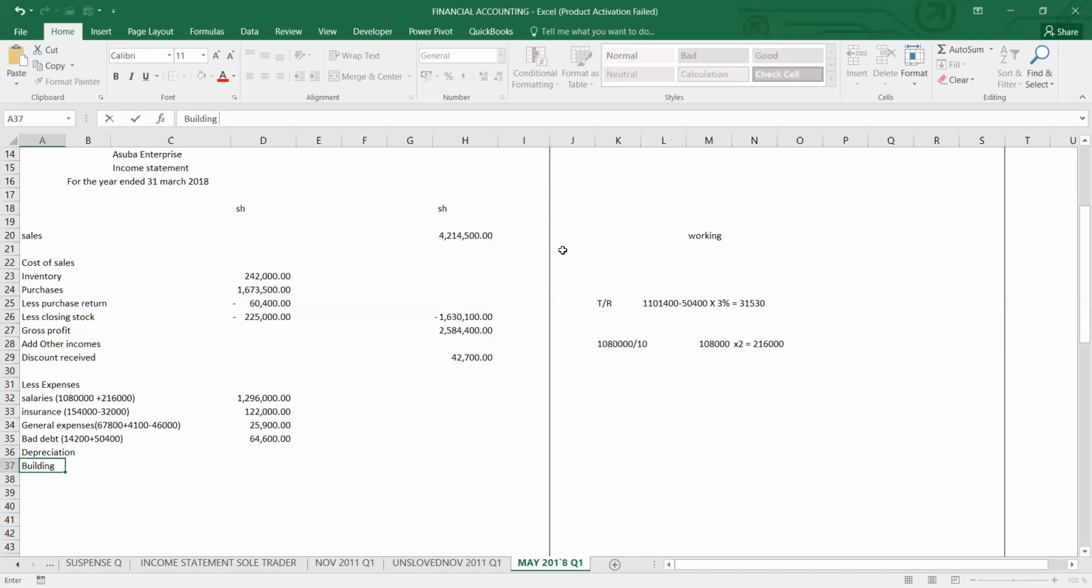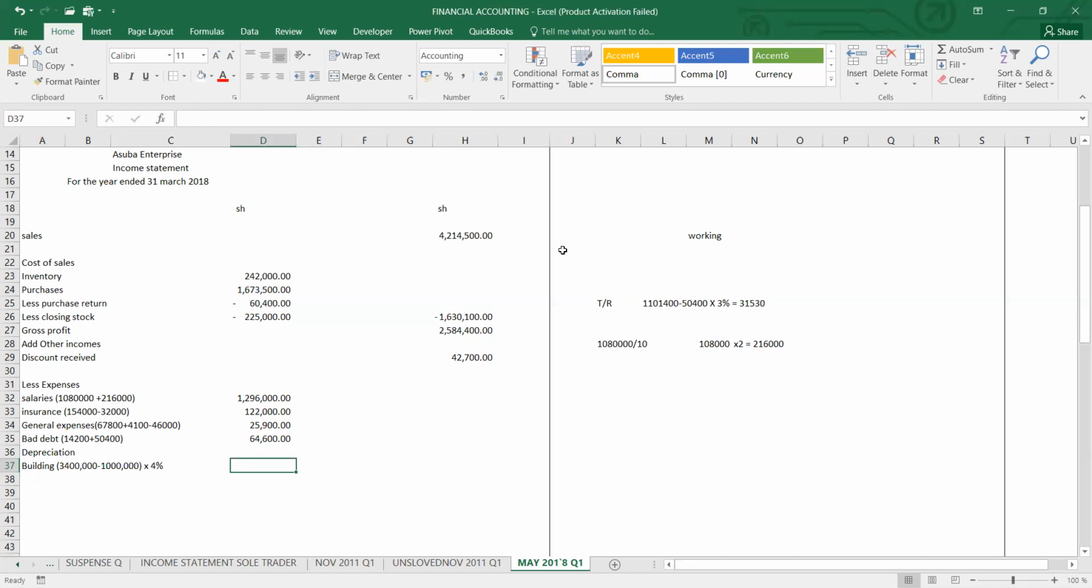We have been told in note number 6 that land was valued at 1 million and land is not to be depreciated. If you check our trial balance, we have the combined value of land and building. So the figure of building itself will be 3.4 million minus 1 million, and since we have been told that the depreciation is on cost, we multiply by 4% to get the depreciation value. I see you got these values, which is good. It will be 96,000. Then we come back again for depreciation for equipment.